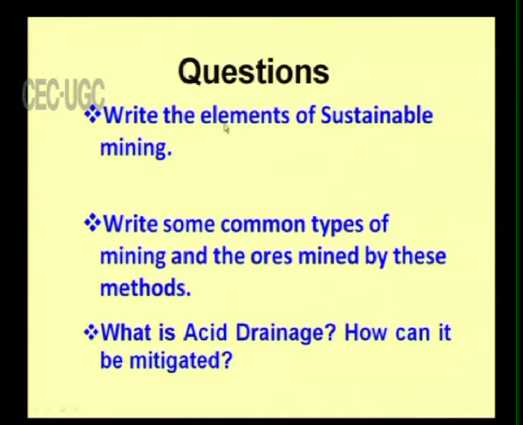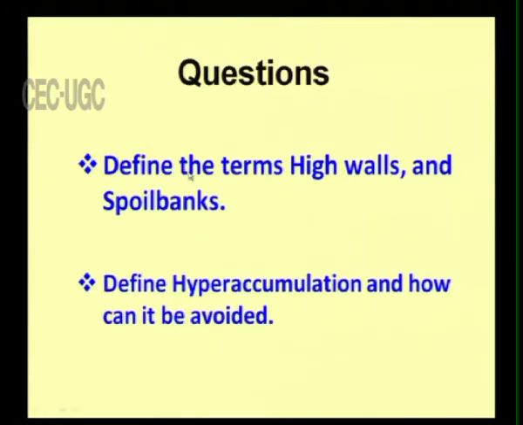Now, let us have some questions. The first question: write the elements of sustainable mining. The second: write some common types of mining and the ores mined by these methods. Today we have discussed so many types of mining, so what are the common types and what are the ores mined by these methods. The third one: what is acid drainage and how can it be mitigated. The fourth: define the terms high walls and spoil banks. And the fifth one: define hyperaccumulation and how can it be avoided.